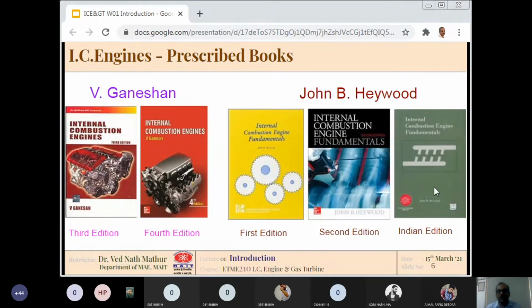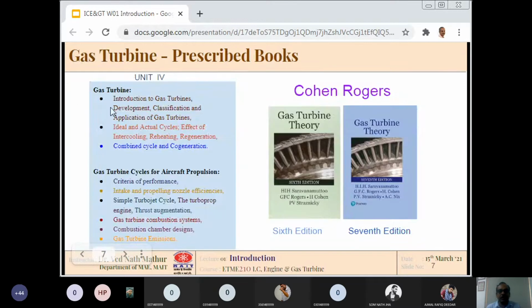You should have one book to study. So this is about the first 3 units of the course. As I said, the course is on IC engine and gas turbine. So the second part, the 4th unit, is gas turbine, and you'll have to refer to another book for it. For this 4th unit, the prescribed book is by Cohen and Rogers. Few copies are available in our library.